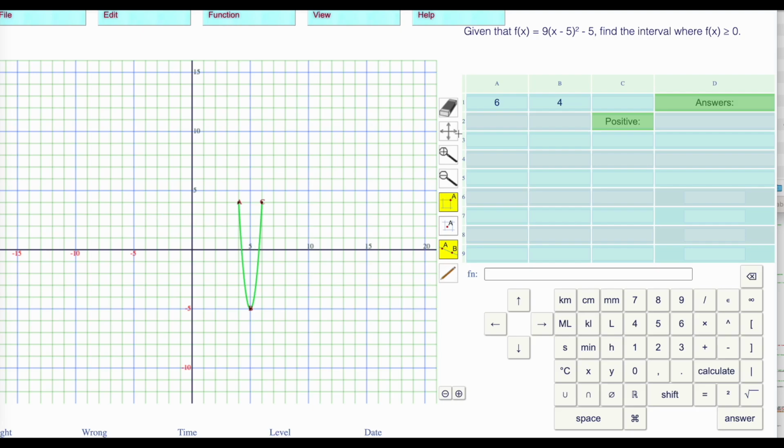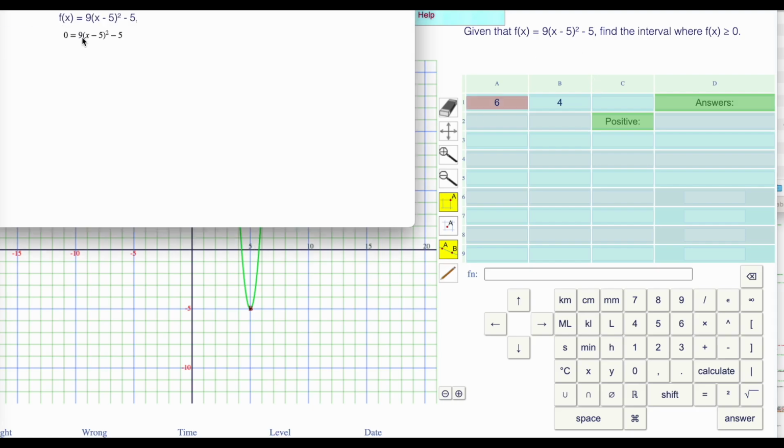Now we have to find the 0. We're going to set our function equal to 0 to find those zeros. Now I want to get rid of this negative 5. I'm going to add 5 to both sides. And that gives us 5 is equal to 9 times x minus 5 all squared. I want to get rid of the 9 that's multiplying the bracket. So I'm going to divide this side by 9, and I also have to divide that side by 9. The 9's cancel. I get 5 over 9 on that side. So 5 over 9 is equal to, open bracket, x minus 5, close bracket, all squared.